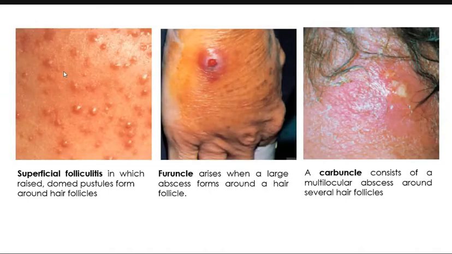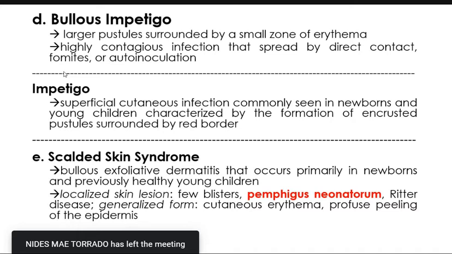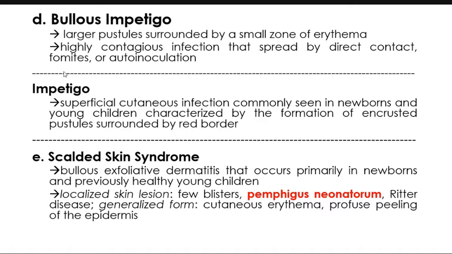Okay? So we have also our bullous impetigo. These are larger pustules surrounded by a small zone of erythema. They are highly contagious infection that spread by direct contact, fomites, or auto-inoculation. Then you have the scalded skin syndrome or our SSS. These are localized skin lesions, few blisters, may pemphigus neonatorum, yun sa mga baby. Ritter disease, generalized form is cutaneous erythema and profuse sweat peeling of the epidermis. Kaya tinawag siyang scalded skin syndrome.